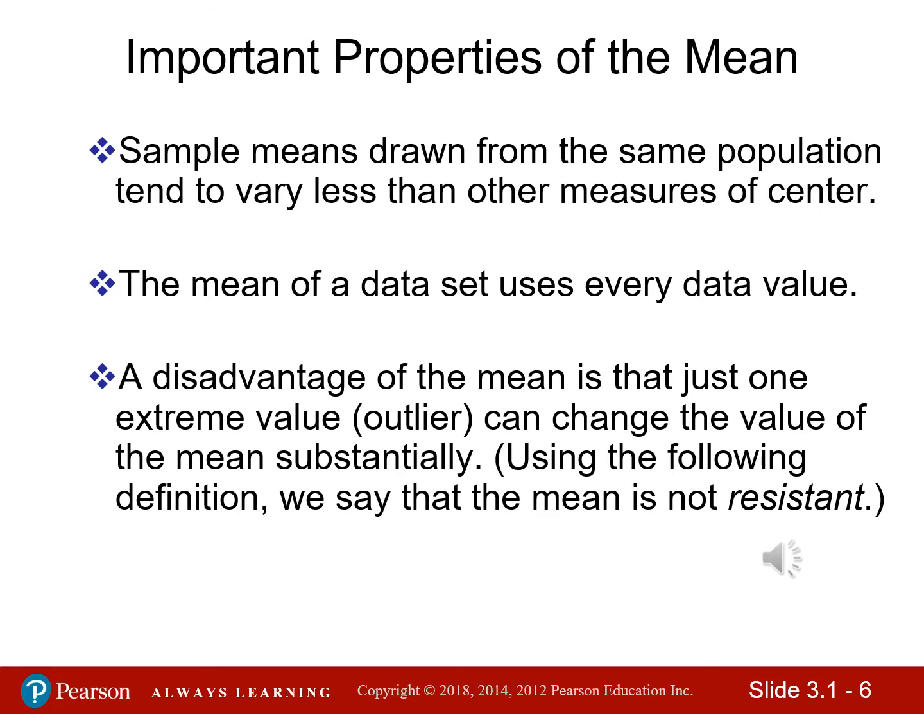Some important properties of the mean include: first, the sample means drawn from the same population tend to vary less than other measures of center. Second, the mean of a data set uses every data value in the data set. And third, a disadvantage of the mean is that just one extreme value or an outlier can change the value of the mean substantially. This is known as not being resistant. So we say that the mean is not resistant.